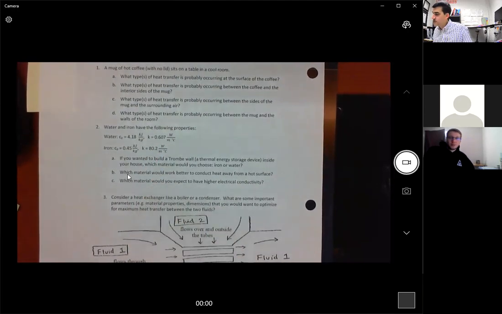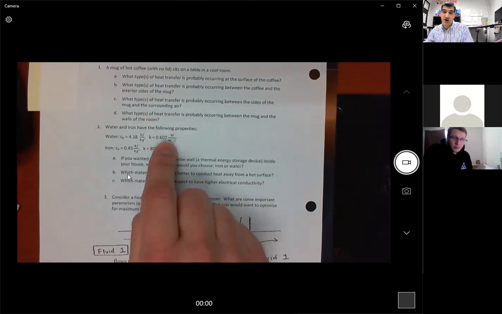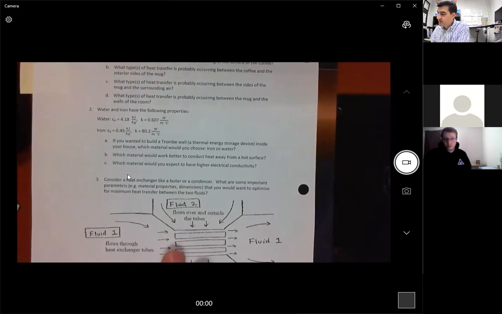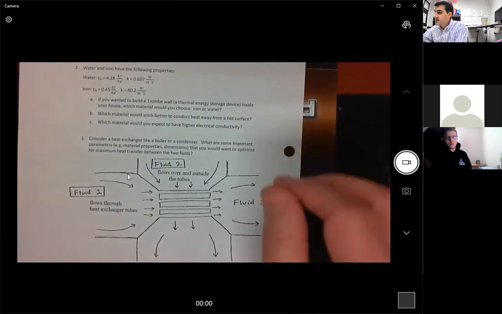And then for part C, which material would you expect to have a higher electrical conductivity? Like I said, it's the same mechanism as thermal conductivity. So you would expect iron to have a much higher electrical conductivity than water. And that's true. You can probably say that intuitively as well. Okay, that's number 2.